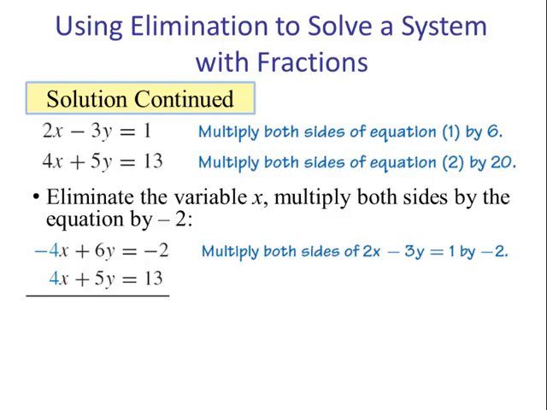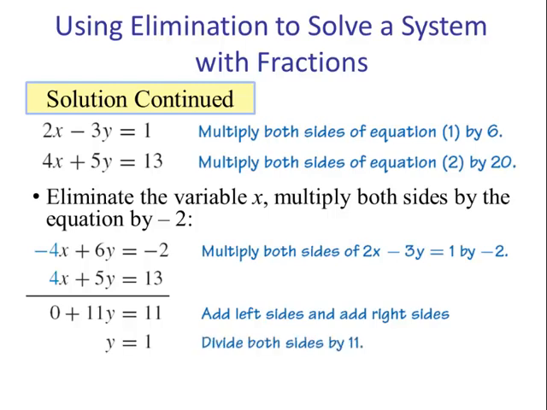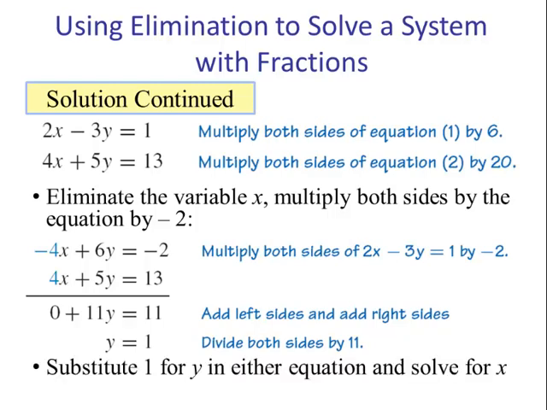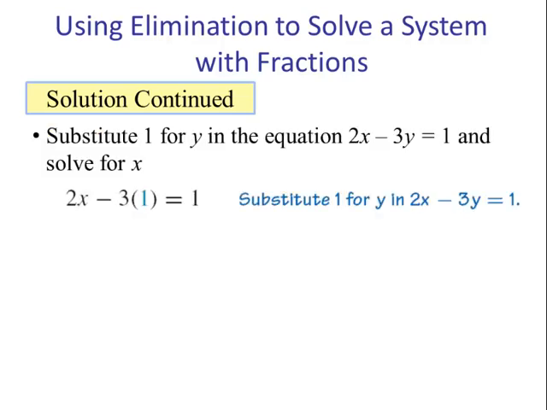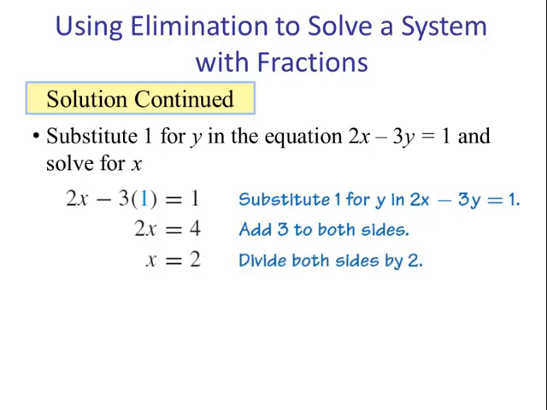Now we add the two equations up. We get 11y equals 11. And solving for y, we get 1 as a result. Now to find x, we substitute 1 in for y in one of the equations and we solve for x. So we have 2x minus 3 times 1 equals 1. That becomes 2x equals 4, and x is equal to 2. So our solution is (2, 1).